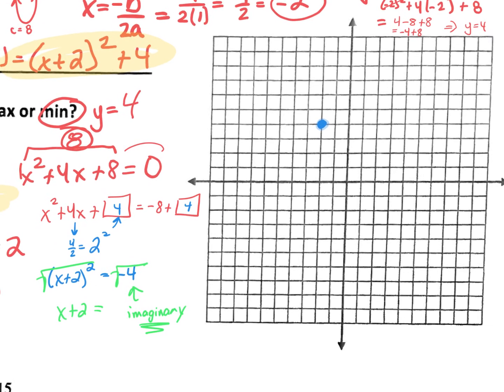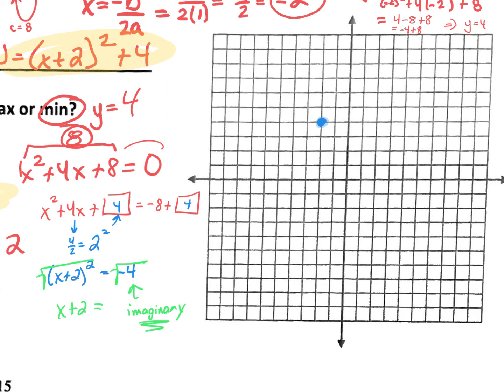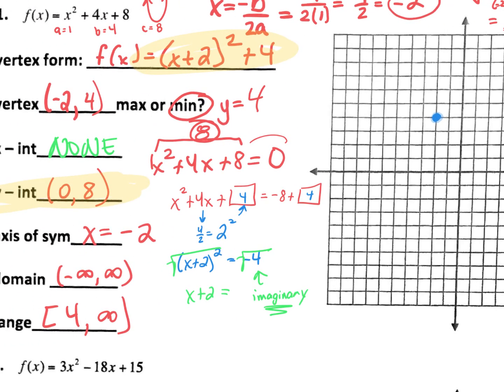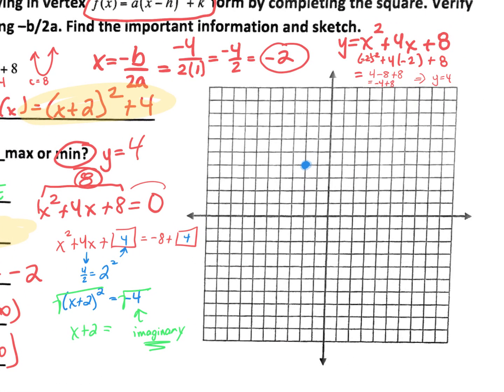You guys agree with me? All right, what's another point I can plot? 0, 8. So 4, 5, 6, 7, 8. All right. What do we know, ladies and gentlemen, that the axis of symmetry does? What does it do to our parabola? It cuts it in half.